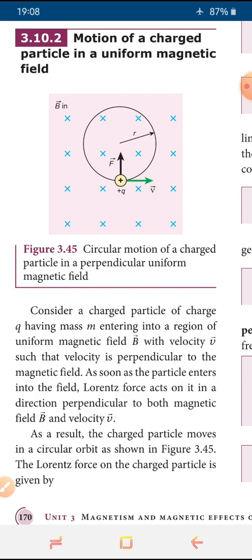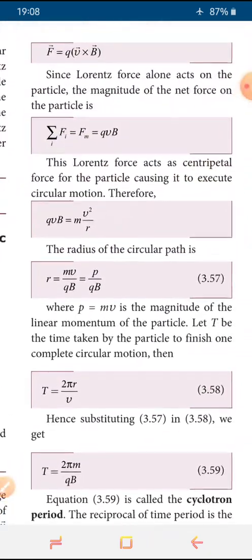Force. The centripetal force is the force acting towards the midpoint of the circular motion. You know this, and the formula we used is mv squared divided by r. So this charged particle, with charge q, is entering the uniform magnetic field and making a circular path. It should possess uniform circular motion, so we can say it is offering the centripetal force.